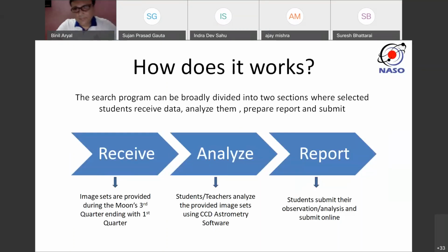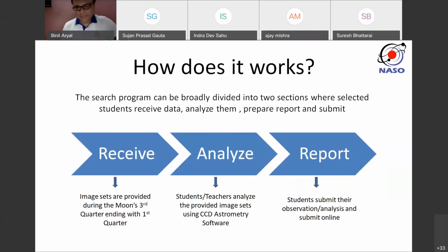Here is how it works. We select the teams, and those teams receive data, which were taken during the moon's third quarter to first quarter. So it's like a monthly campaign, and it runs throughout the year. In Nepal, we are running about 9 campaigns per year. That's our target, minimum 6 to 9.